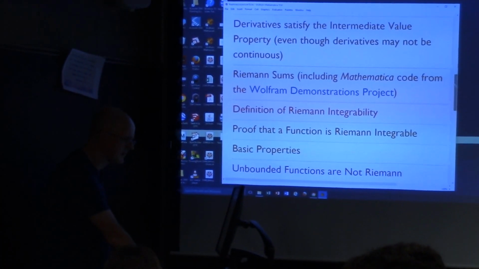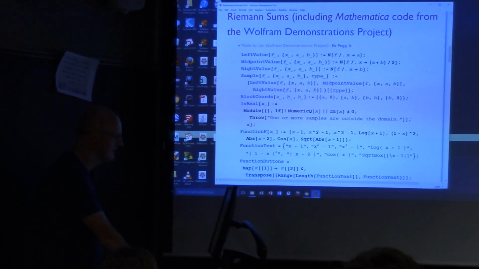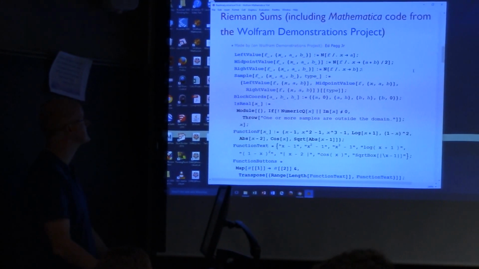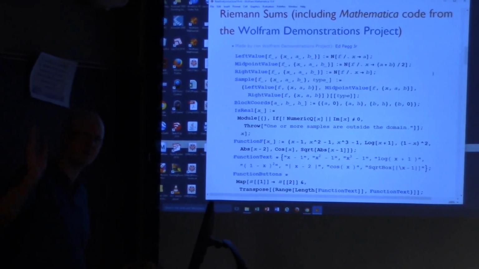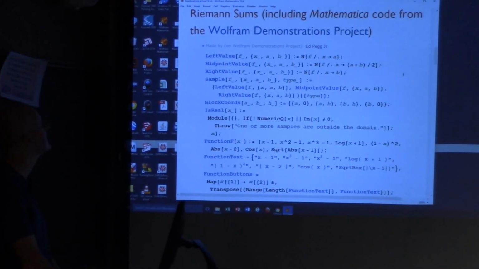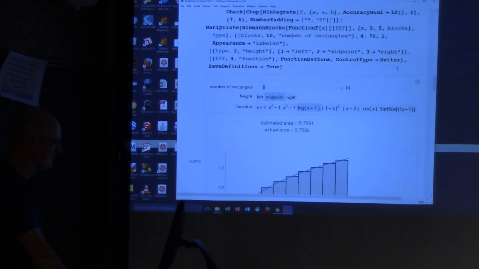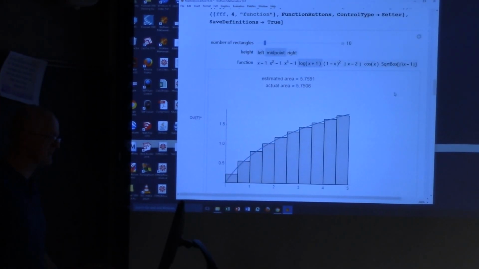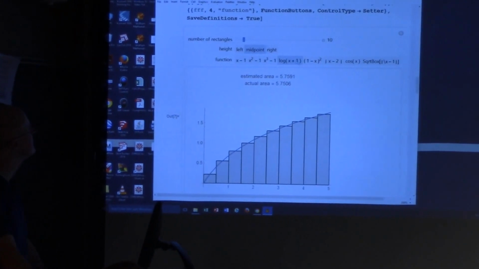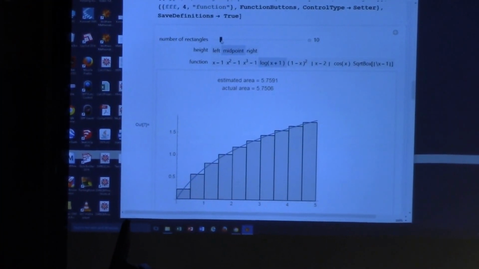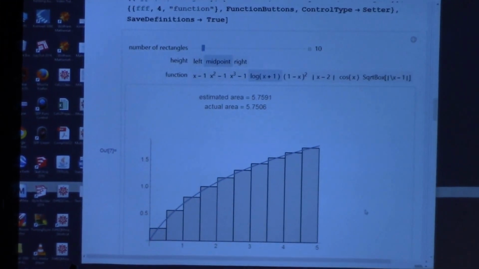I found something on the Wolfram Demonstrations Project that illustrates Riemann sums pretty nicely. It's by a person named Ed Pegg Jr. Ed Pegg Jr., if you ever watch this, thank you for providing this. You can zoom in on this if you need to. It's a little hard to see there.